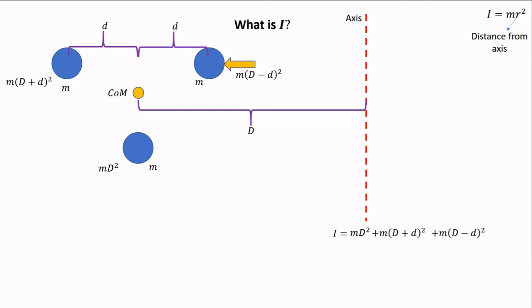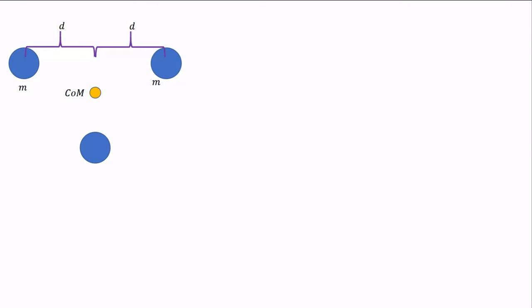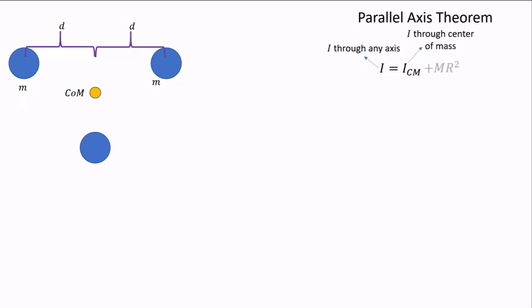This is kind of a messy equation, and we had to figure out what the distance of each object was, which can get tedious. There is a better way to do this. There is something called the parallel axis theorem, which states the following. The moment of inertia of an object through any axis is equal to the moment of inertia of that same object through its center of mass, plus a term. This term is the total mass of the object times the distance of the object's center of mass to that axis squared. To show what this means and how it is useful, let's apply it to our example.